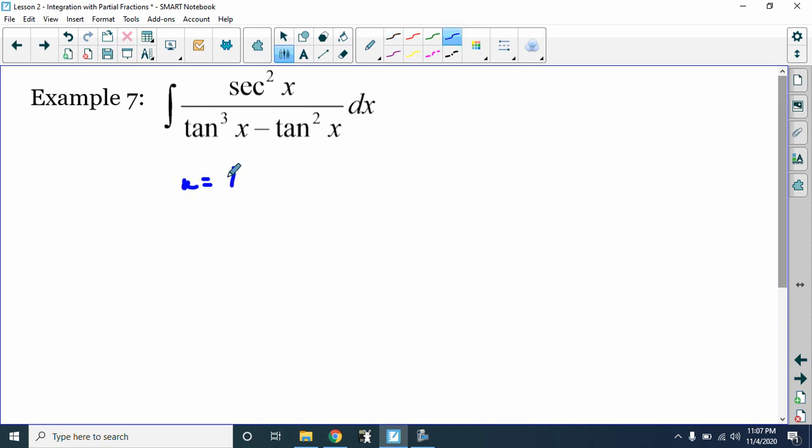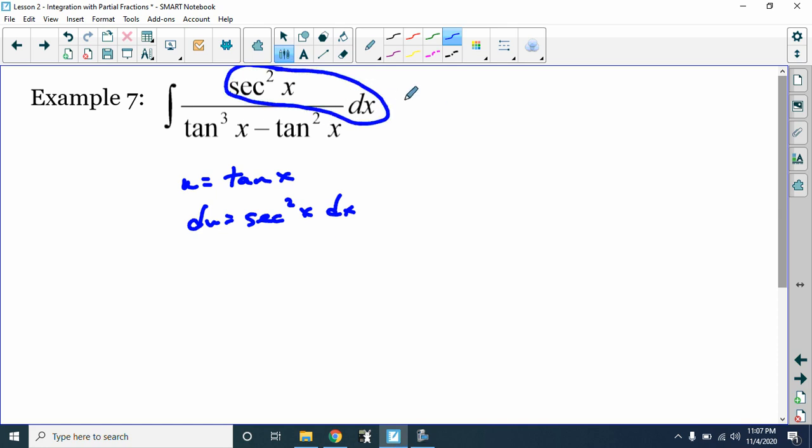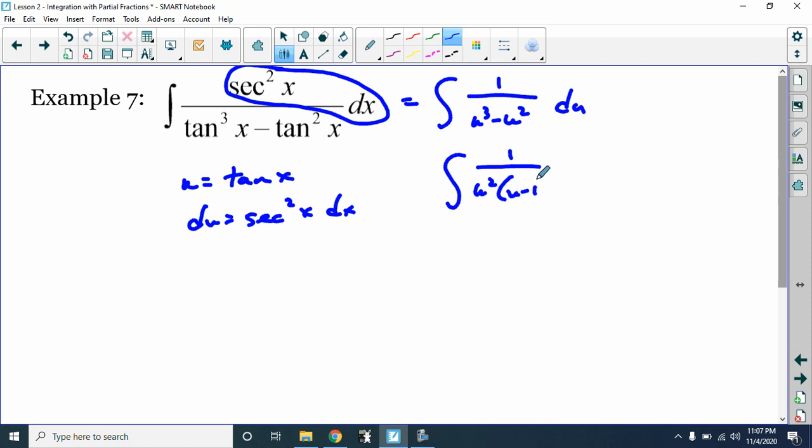If we make u equal to tangent x, du would be secant squared x. So there's du. So when I change it all to u's, we get here, and then we can factor. And notice this is the point then when you would jump down into the partial fractions.